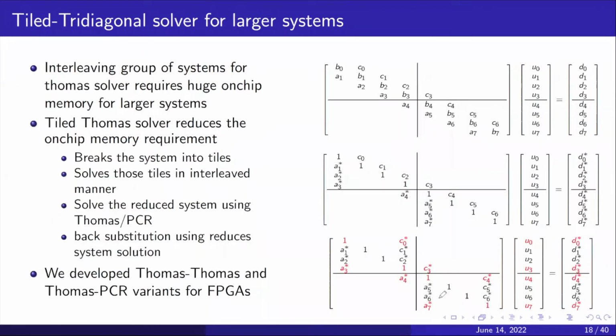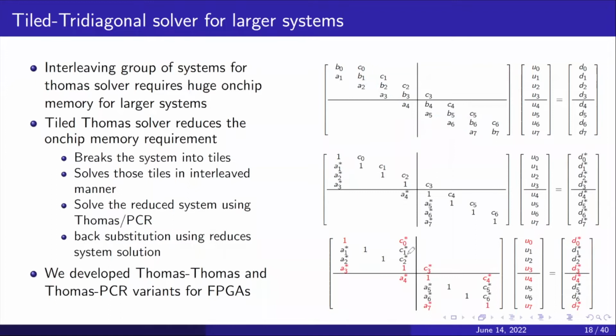We have seen that we have to interleave groups of systems to use the arithmetic pipeline effectively for Thomas solvers on FPGAs. This would require huge on-chip memory for larger systems. The tiled Thomas solver algorithm gives a solution for this. It breaks the system into tiles. Here we break it into 2 tiles, and the modified Thomas solver algorithm can be applied on these 2 tiles.